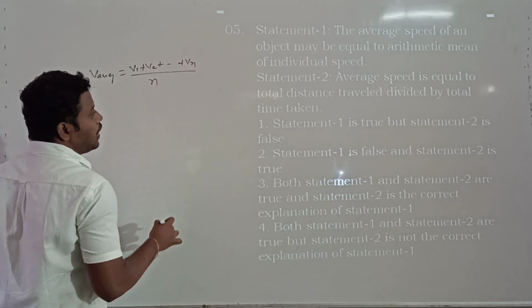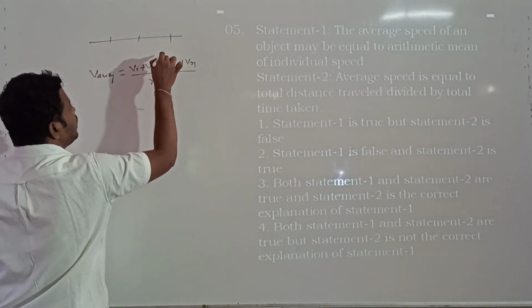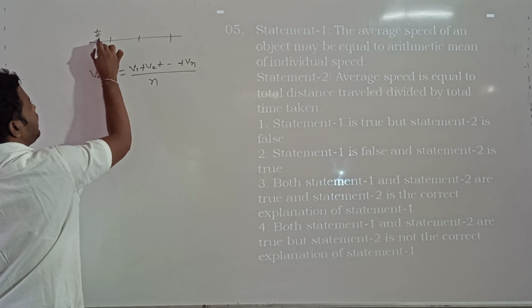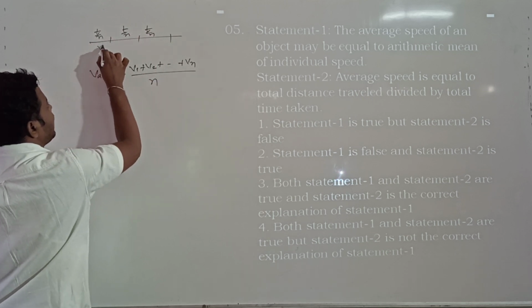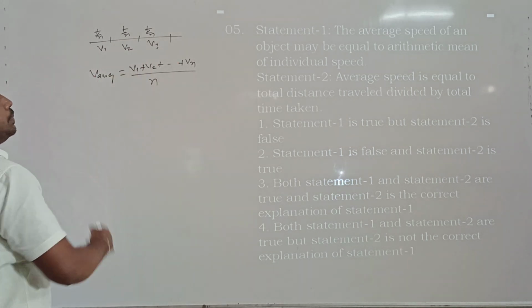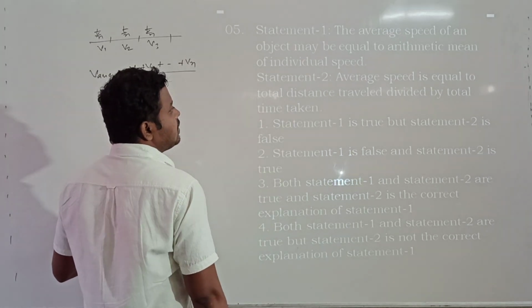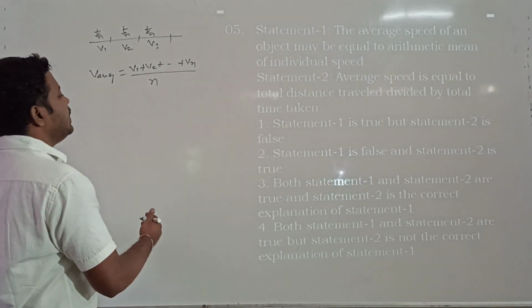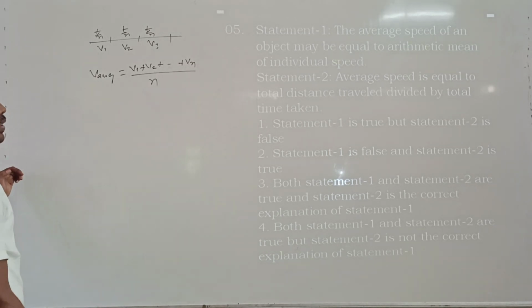When we write the formula, the total time is divided into n equal parts: first t by n, then t by n, then t by n, with speeds v1, v2, v3 and so on. At that time the average speed statement is correct. Average speed is equal to total distance traveled divided by total time taken. What is the average speed formula? Average speed is equal to total distance traveled by total time taken.